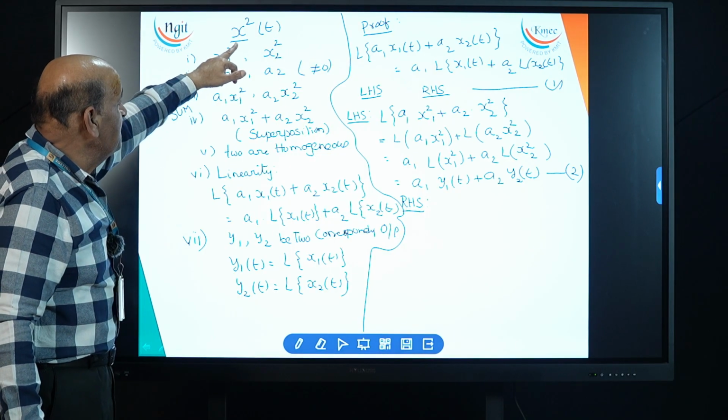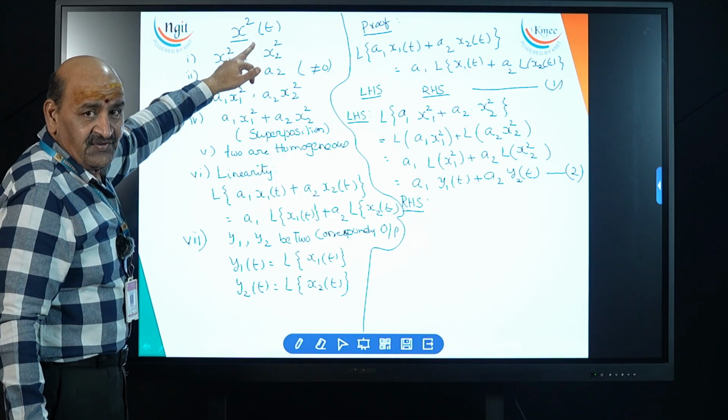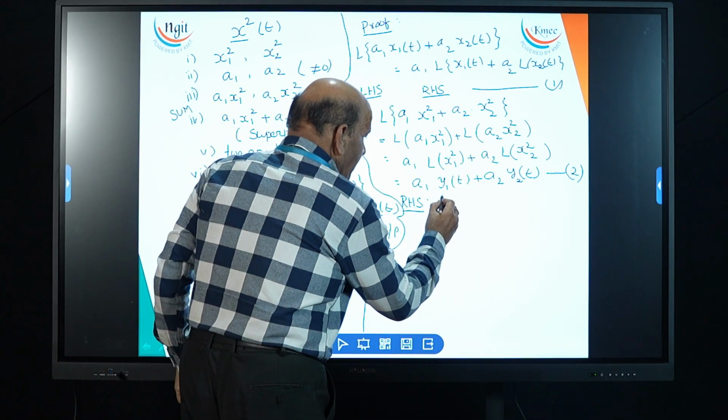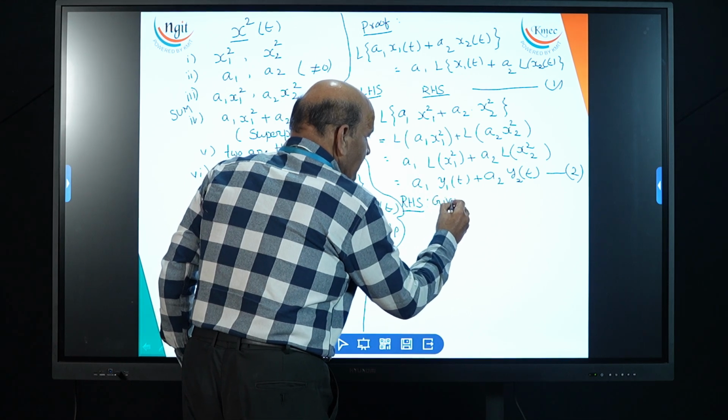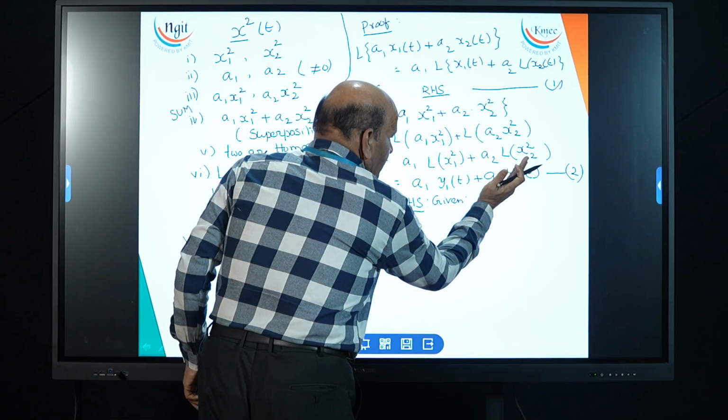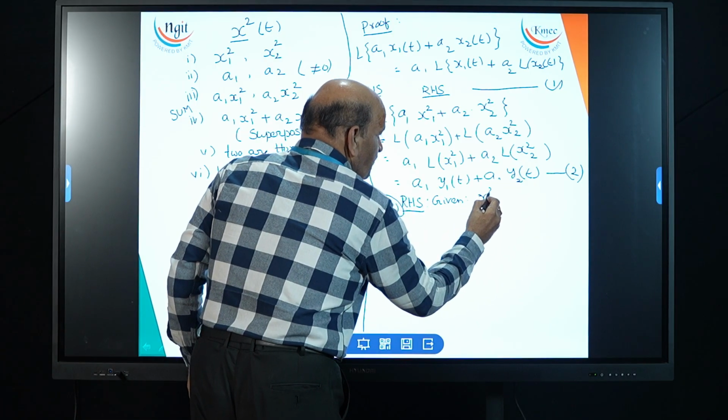What is the actual given signal? x square. The given signal is x square. Now just look at how I am writing. The given signal is x square signal.